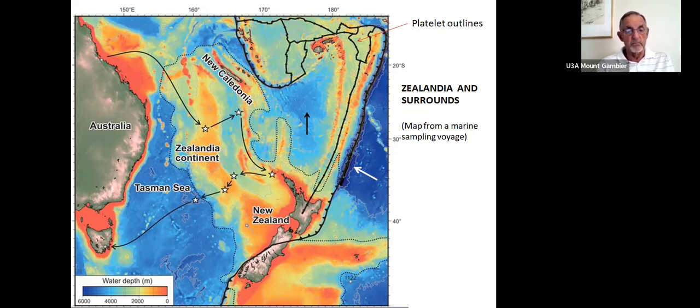It's actually the Australian plate, oceanic crust of the Tasman Sea, sliding in underneath the Pacific Ocean, the Chatham Rise, and in the north, the subduction is opposite to that. It's the Pacific Ocean crust sliding in under oceanic crust of the Australian plate towards New Caledonia.